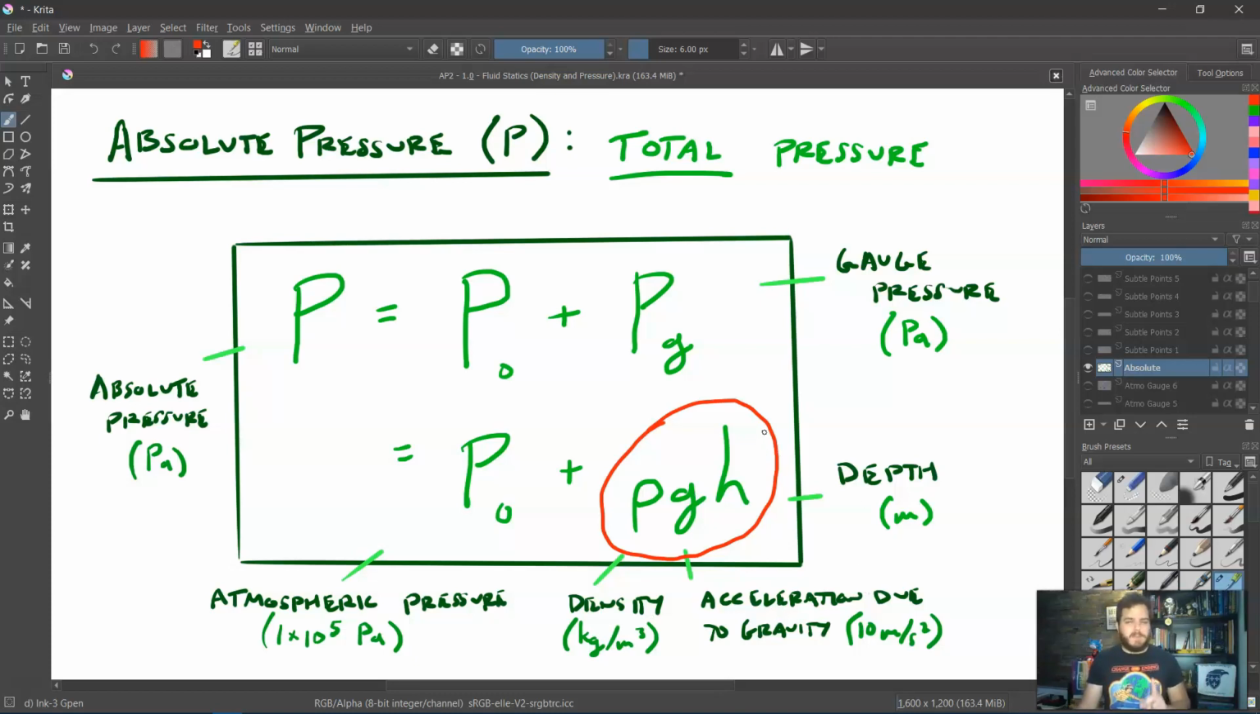And this we have to be really careful with. H is the depth of fluid above this certain point. We're talking about from the surface of the fluid to this particular point. I know it's annoying that it's an H, that's just convention. And it has to be measured in meters to keep everything consistent.